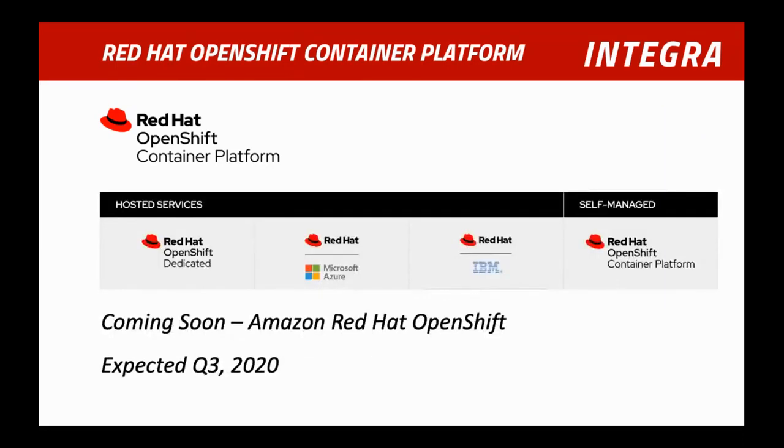Apart from running a self-managed cluster of Red Hat OpenShift Container Platform, you can also run a fully managed OpenShift cluster on Azure and IBM. In the third quarter of this year, we are expecting the launch of Amazon Red Hat OpenShift service. With this launch, you can run a Red Hat OpenShift cluster inside your AWS account as a fully managed service, and you can integrate your OpenShift cluster with more than 170 already available AWS services.